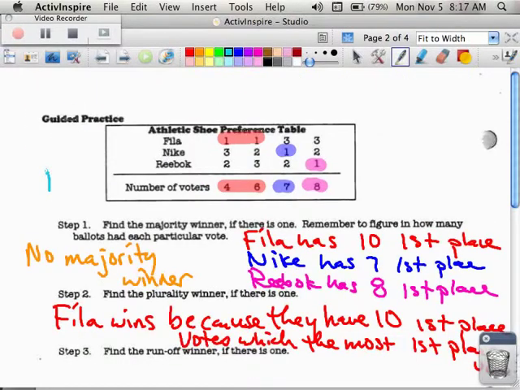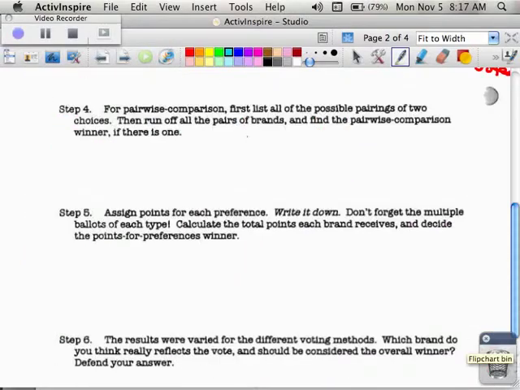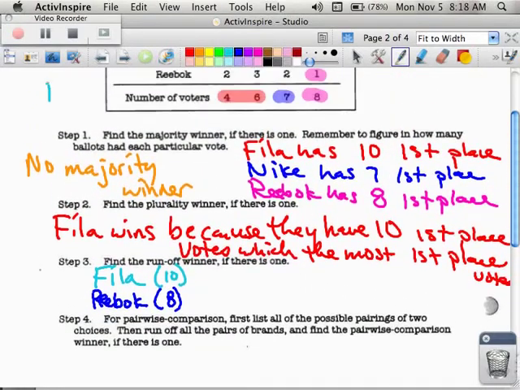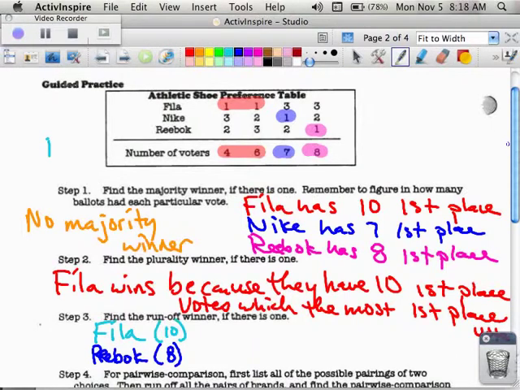So I look at Fila, and I look at Reebok only. Fila had 10 votes, and Reebok had 8, and that's why I'm only looking at them. And then what I do is, as I'm looking at them, I look at who wins between Fila and Reebok. That's all I care about. Who wins between Fila and Reebok? So I go back up into my table, and I look how they're compared.